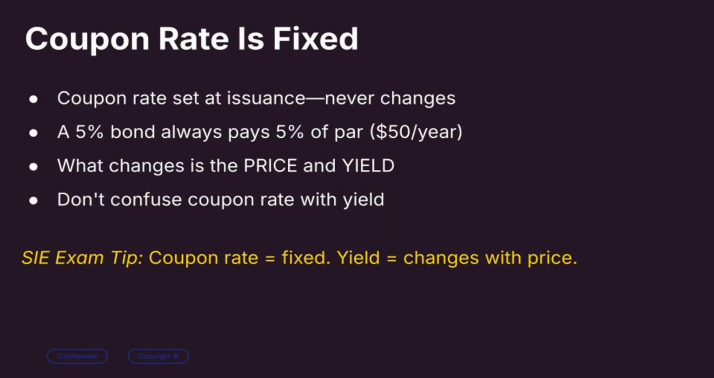Here's where students sometimes get confused. The coupon rate is set at issuance and never changes. A 5% bond will always pay 5% of par, $50 per year, regardless of what happens to market rates. What does change is the bond's price and its yield. Don't confuse the coupon rate, which is fixed, with yield, which fluctuates as the price moves.